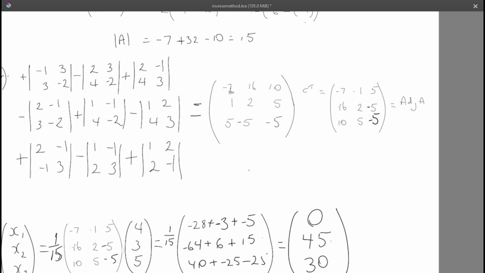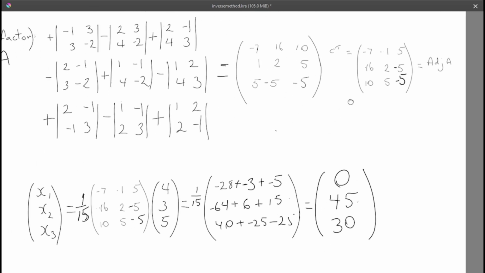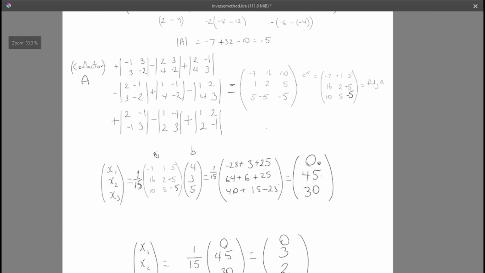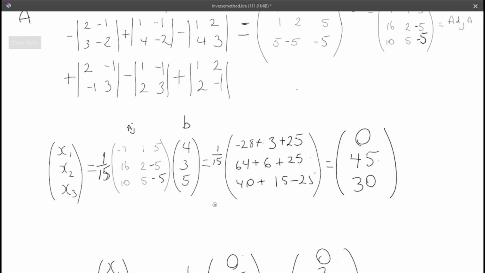Let me show you. So negative 7, 16, 10, negative 7, 16, 10. And that's what we're doing. So the second row becomes the second column and the third row becomes the third column. Simple like that. And that is equal to adjoint A, which is something that you're asked to find in exams quite frequently. So, okay, we found adjoint A, and we still have to solve for x, y, and z.